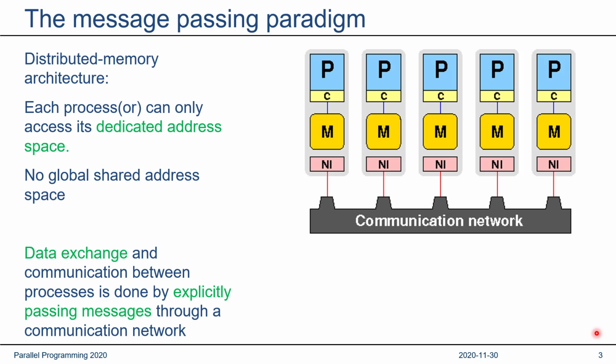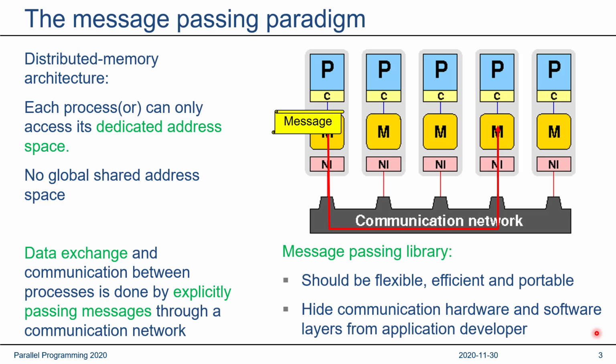All the data exchange, all communication, all synchronization is done explicitly by passing messages through some communication network. So a message has to be passed by handing it to some library or some communication mechanism and offload this communication to some other instance.